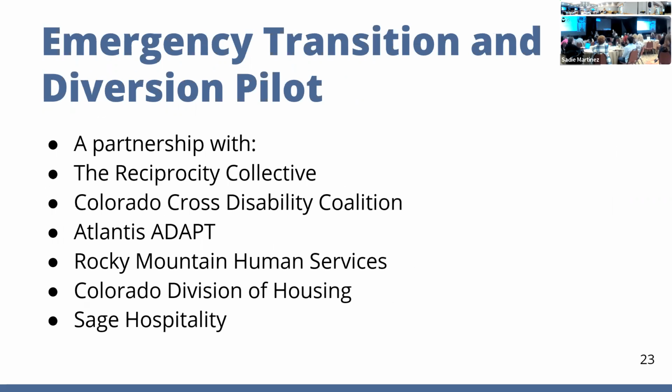Emergency transitions is a program that we used during COVID with some COVID care funding. We did a partnership with the Reciprocity Collective, Colorado Cross Disability Coalition, ADAPT, Rocky Mountain Human Services, Colorado Division of Housing, and Sage Hospitality. Just really quick, what that was, help people get out of nursing homes in a quicker process, because it's not a real easy process to get them out of congregate settings where people were literally dying, catching COVID and dying quite frequently. So we moved them into hotels, and some of these other organizations actually provided personal needs care and services at the hotel. And they used folks that were actually experiencing homelessness as the people that assisted with that.